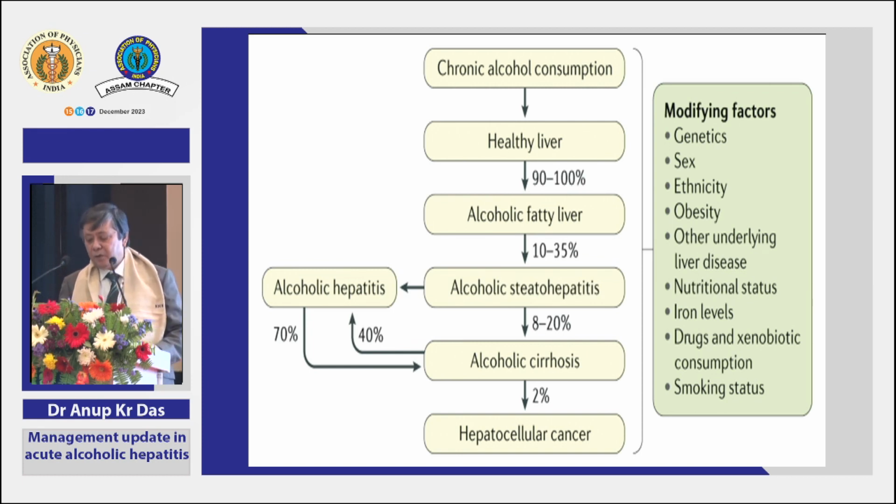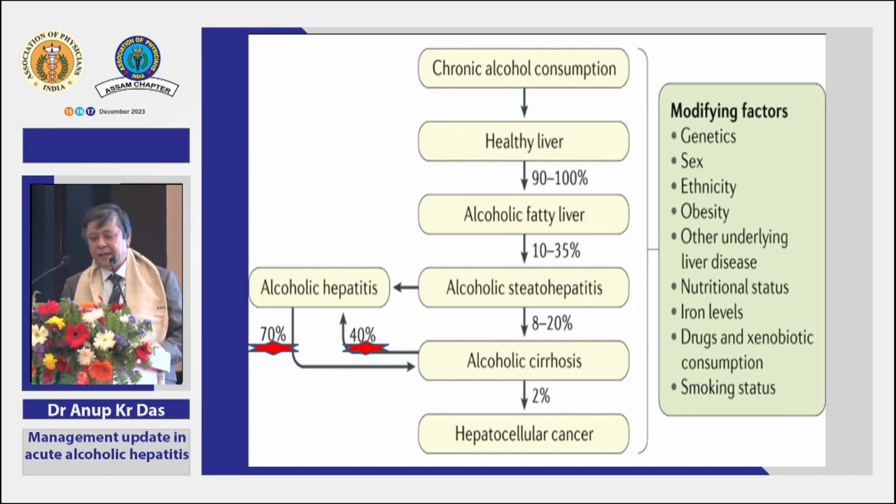And what is most important is that alcoholic cirrhosis can coexist with alcoholic hepatitis in about 80% of cases. An alcoholic cirrhosis patient can develop alcoholic hepatitis in 40% of cases, but it all depends.